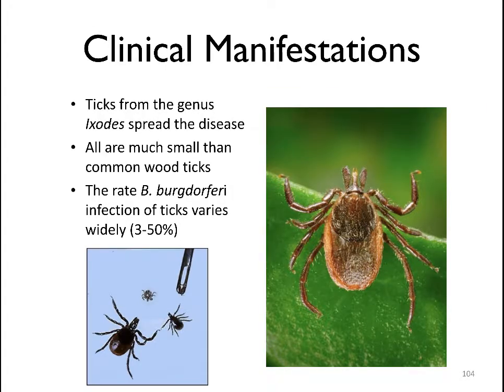Ticks from the genus Ixodes spread the disease, and these are much smaller than the common wood ticks. Shown here is a very close-up picture on the right. And then for scale, here is the head of a needle, and the larva, the nymph, and the adult stage. As you can see, even the adult stage is very small, and you're not going to really detect this tick on you. The rate of B. burgdorferi infection of ticks varies widely, between 3 and 50% in the different surveys that have been done.